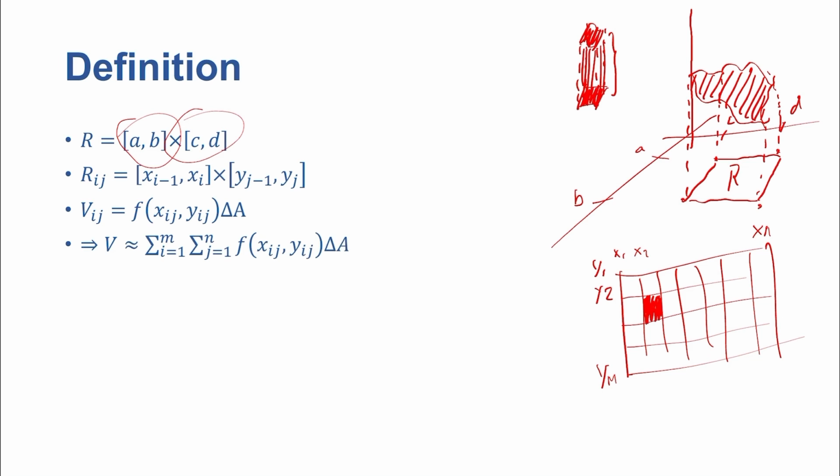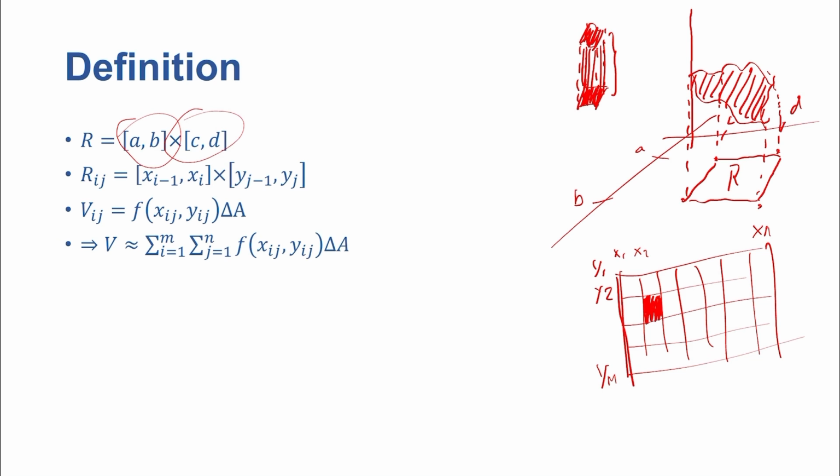So now if I want to find the volume under the whole region, if I want to find the volume under the whole thing in there, then I'm going to need to sum, and that's going to be an approximation. So the approximation is going to be the sum from i equals 1 to m, and then the sum again from j equals 1 to n of f of x sub ij, y sub ij, times the change in area.